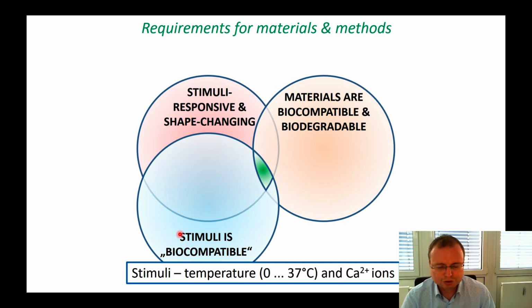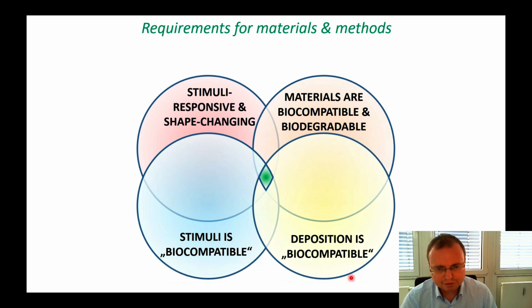One can, for example, use changes of temperature within a range between 0 and 37 degrees Celsius, or, for example, apply calcium ions. And in case we would like to put the cells inside the material, the deposition of this material with the cells must also be biocompatible, so cells must withstand this deposition process. So it means out of a huge realm of shape-changing polymers, we have to choose only a small fraction, and practically at the end, we don't have anything.